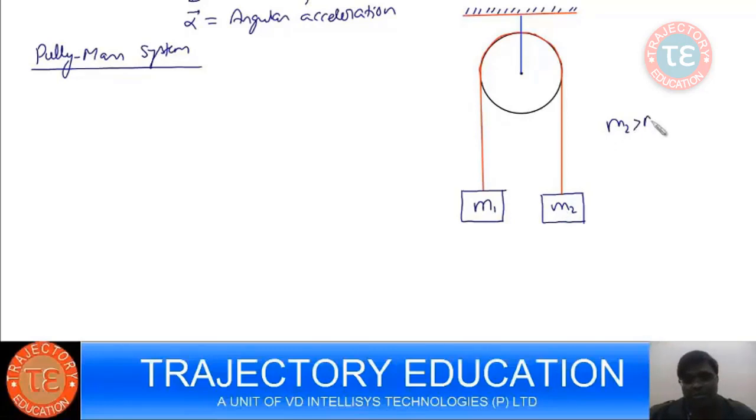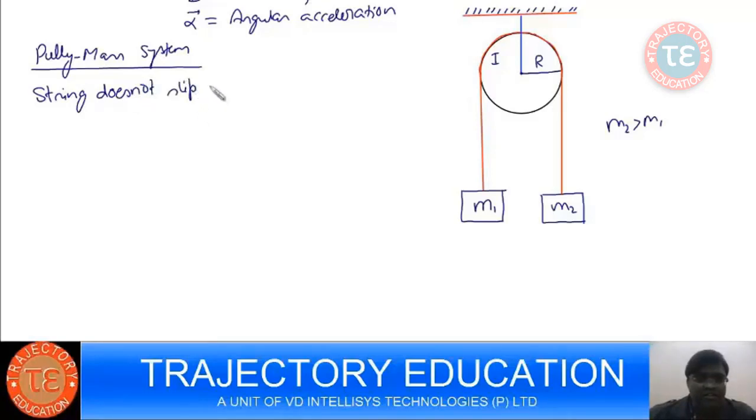Suppose M2 is greater than M1, and the pulley has a radius R, and say the moment of inertia is I, or the mass is M, right? So this is the pulley mass system. Not a light pulley. Earlier in particle dynamics, I took the pulley to be light, but the pulley here is not light. It has some mass, and it's not frictionless. The string does not slip over the pulley.